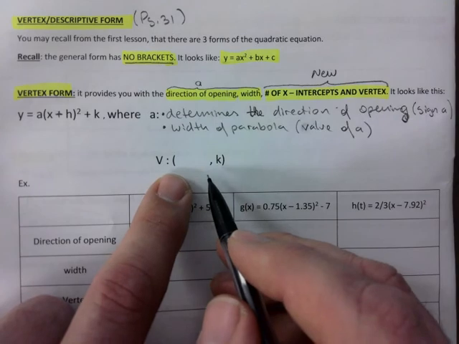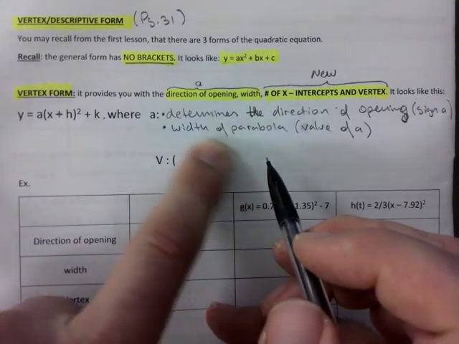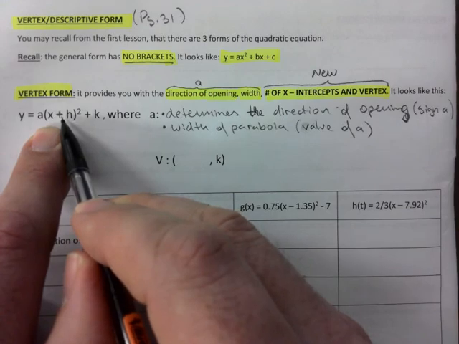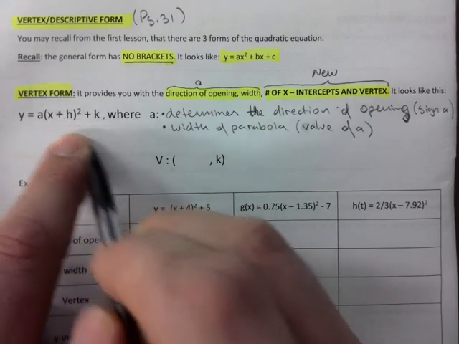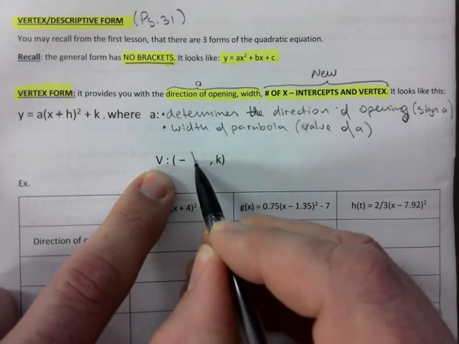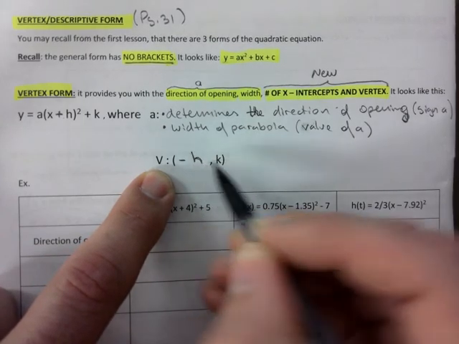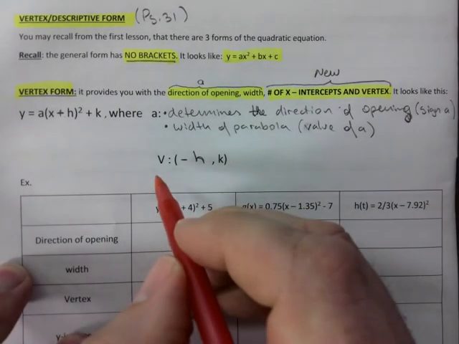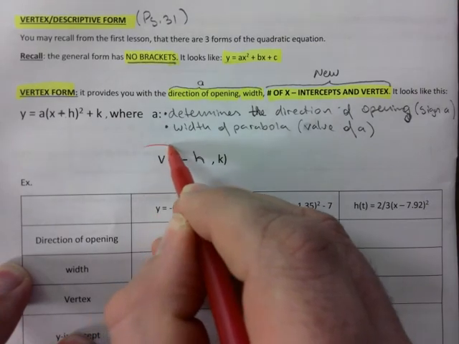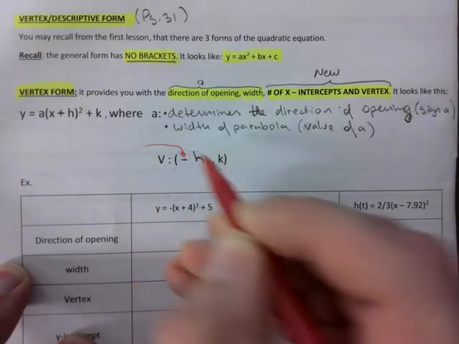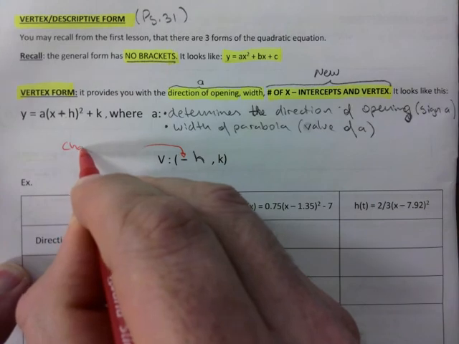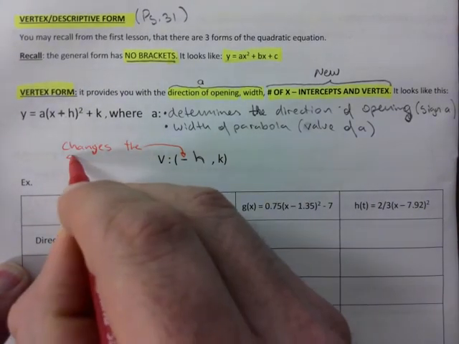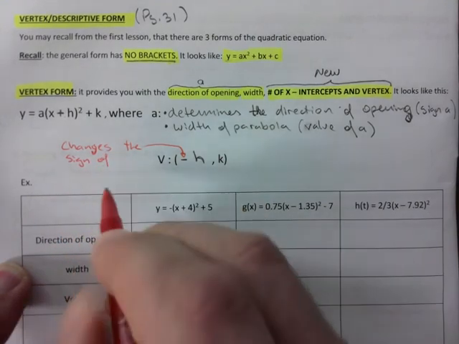And the vertex will always be given; you need to change the sign of whatever you have in the bracket. So if it's positive in there, it's going to come out negative h, like this. And that negative is very important. It changes the sign of h from the equation.